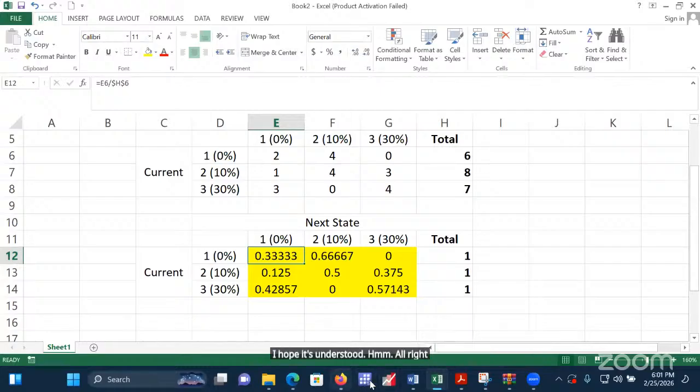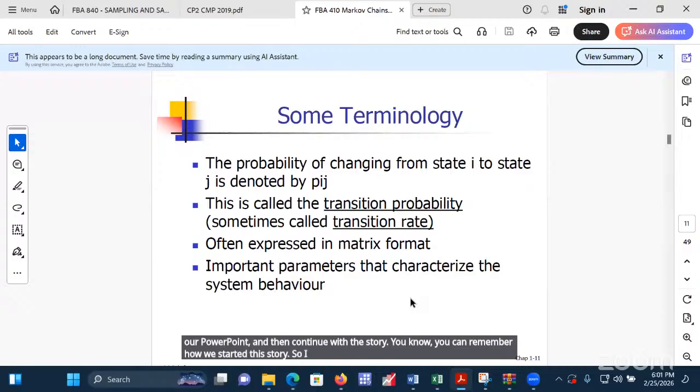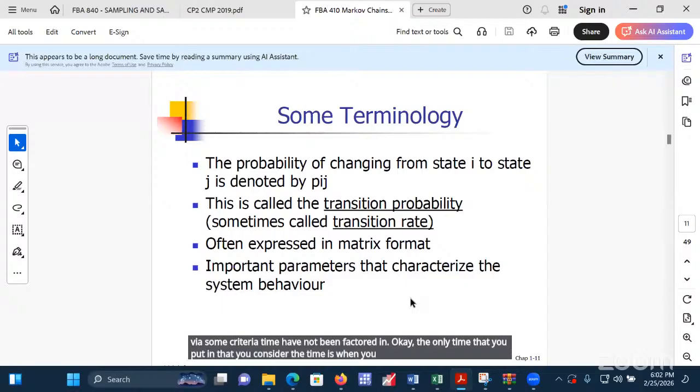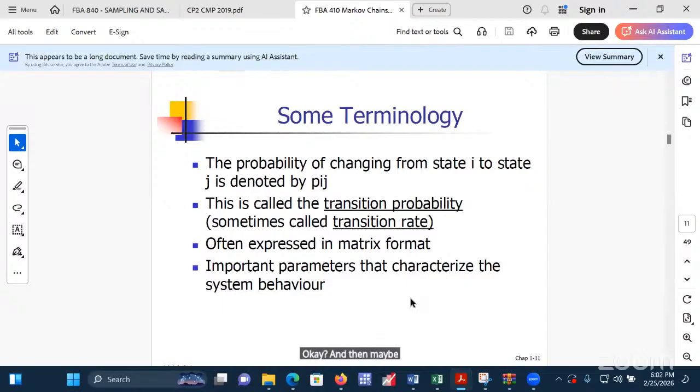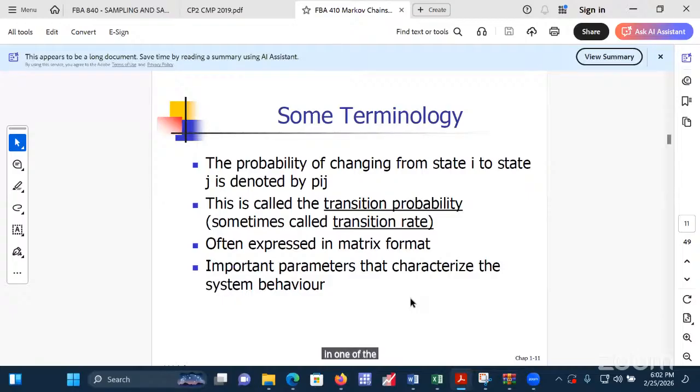All right. So we will now go back to our PowerPoint and then continue with the story. You can remember how we started the story. So I said there are times that we are dealing with data that are time-based. All along, calculating, taking decisions via some criteria, time has not been factored in. The only time that you consider the time is when you are doing time series. Maybe you do exponential smoothing, you do moving average, and so on. But you will agree with me that time series actually falls in one of the quadrants where the time has been discretized, but your state is continuous.